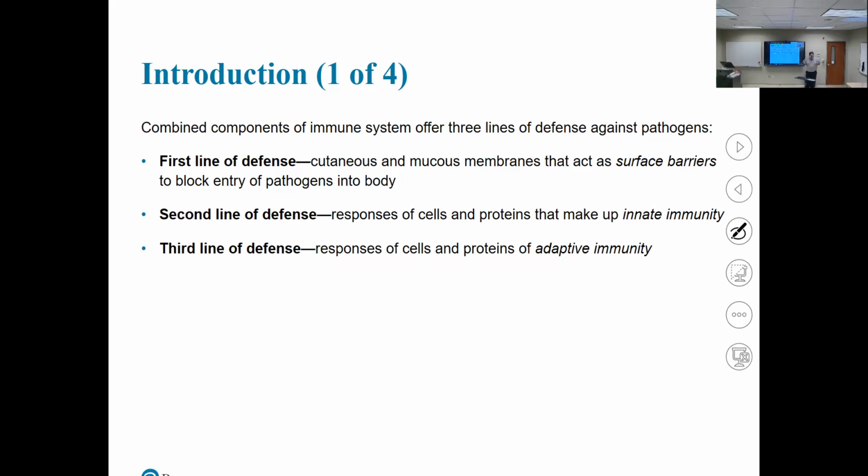Now, I think most of y'all have this. Everybody here had the chickenpox vaccine? Most of y'all got that? Does anybody not get the chickenpox vaccine? Okay, you should go get that, because it'll probably prevent shingles when you get my age.